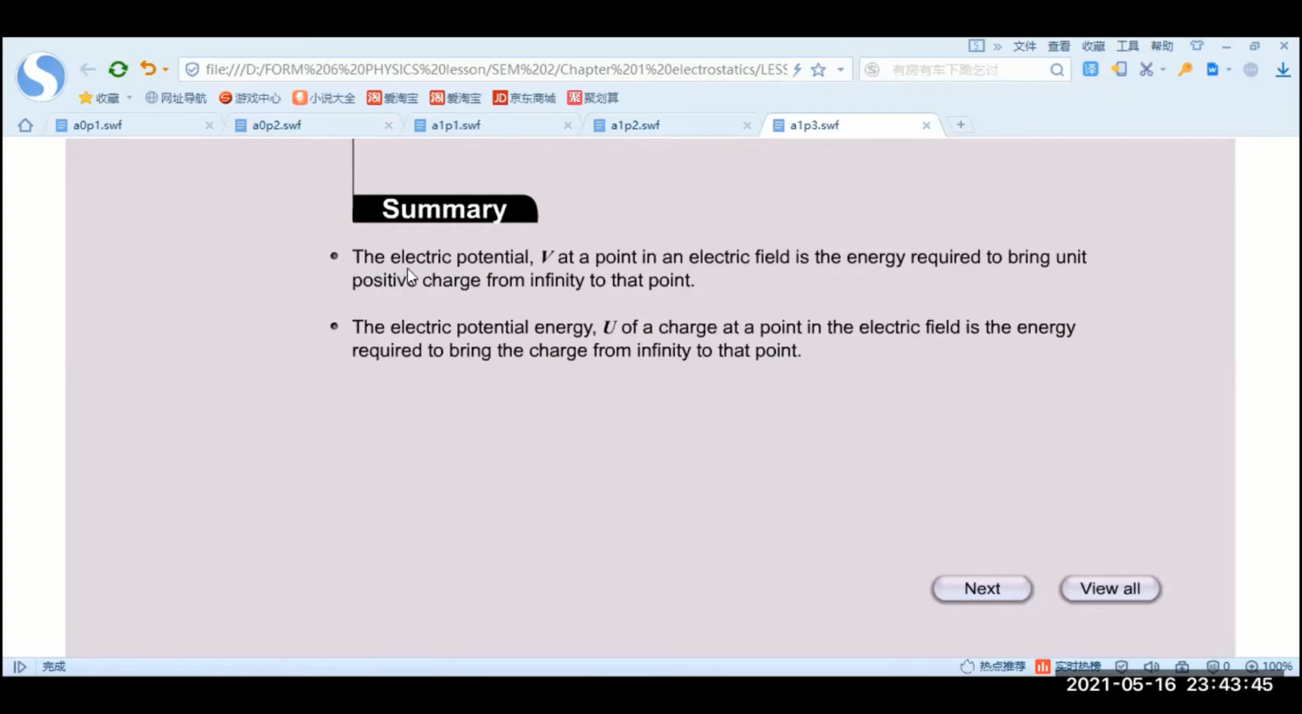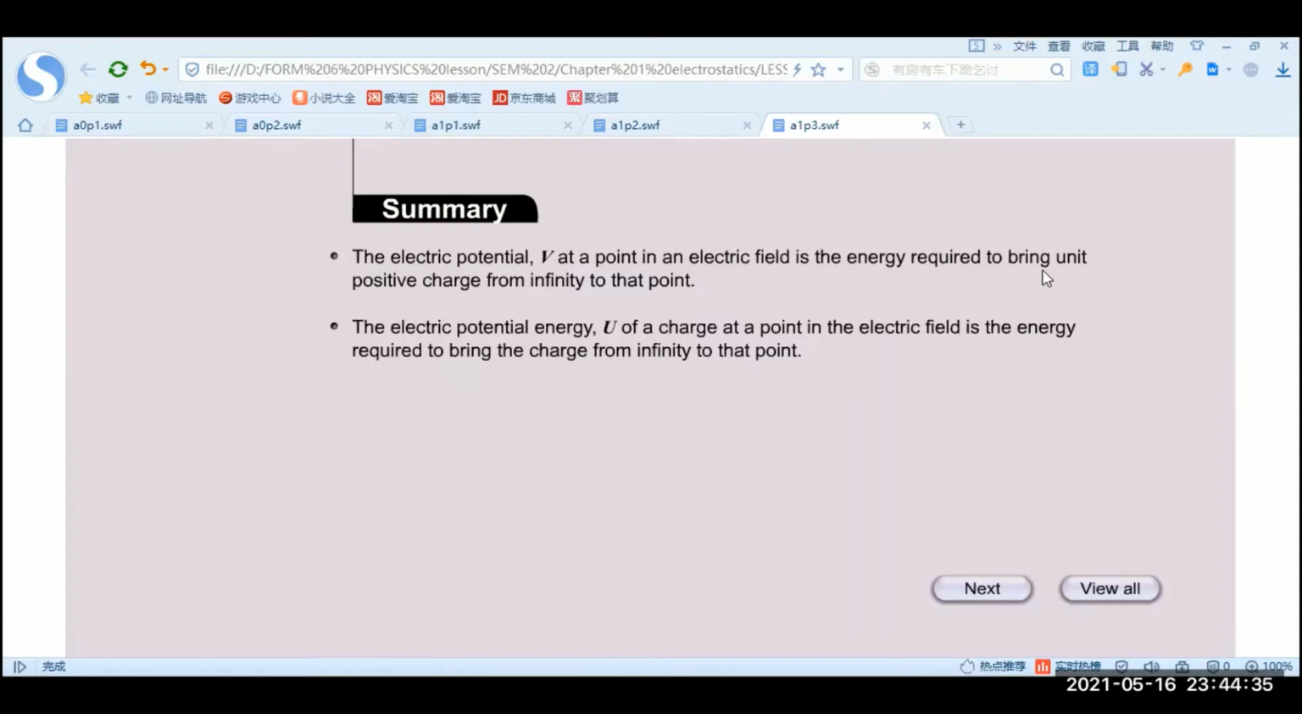Ladies and gentlemen, let's look here. Electric potential is V, and electric potential energy is U. So what is the difference? Let's look at the definitions. Here, at a point in the electric field, is the energy required to bring a unit positive charge from infinity to that point. And for the potential energy, to bring the charge from infinity to that point.